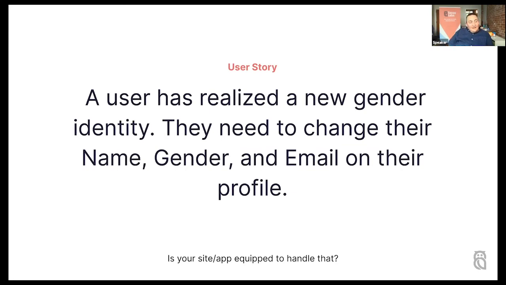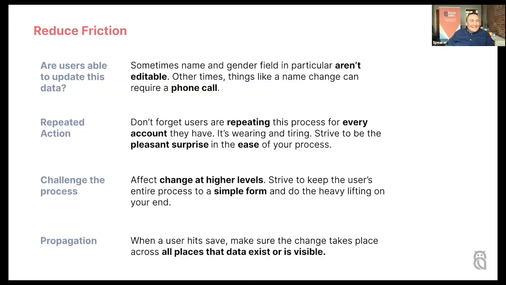They've changed their email to align with the new name they've had for themselves. And simply, are you equipped to handle that? You would think that most people would say, yes, that seems like a very obvious thing that should be able to be handled, but you would be surprised at how difficult this is in some places. So some questions to think of here to reduce the friction for users going through this is, can users update their data? Are you giving them edit access on their own data?